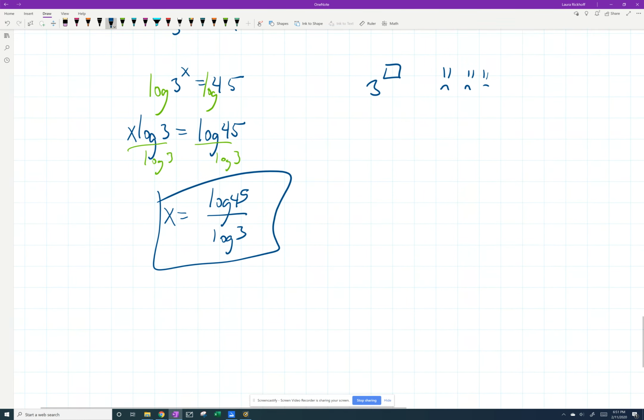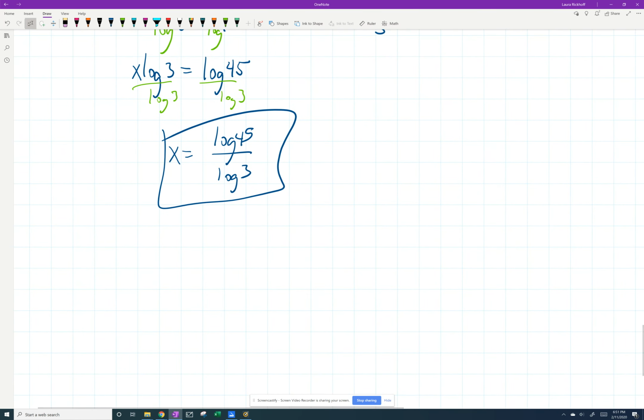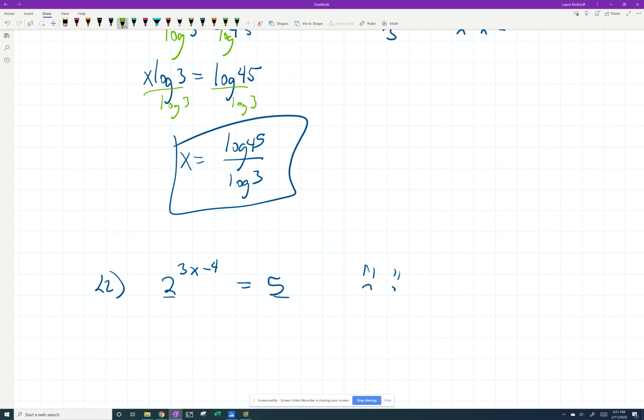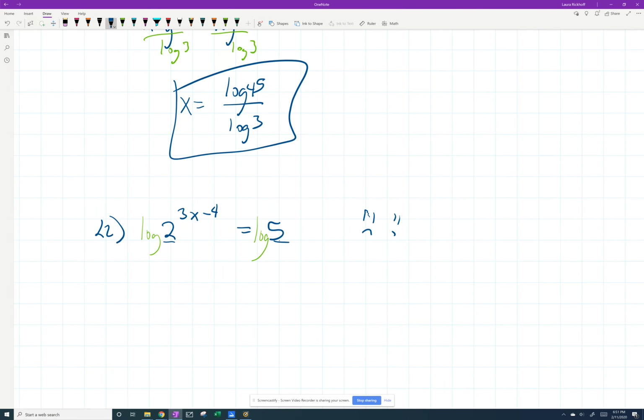They can get a little longer if I were to do number 22. So again, I try to write them with the same base, but I can't write 5 with a base of 2. It's just so sad. But logs come to the rescue. We take the log of both sides, and we get to pop this whole thing down to the front. It comes down as a big chunk, 3x minus 4 times the log of 2 equals the log of 5.